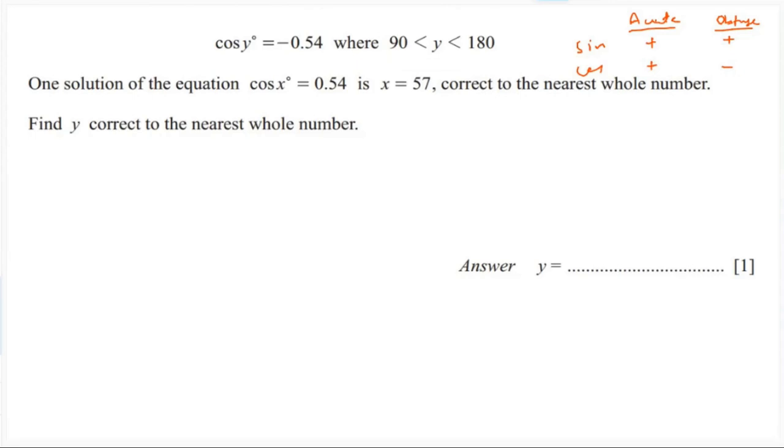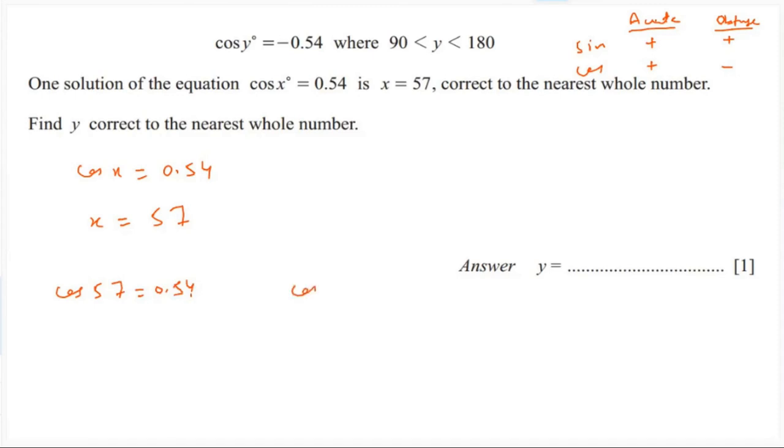अच्छा, वो क्या कहते हैं, one solution of this equation, cos of x, अब x कोई और वेरिएबल है, cos of x is equal to 0.54. इसका जो सोल्यूशन है, इसके अंदर x की वैल्यू क्या है, x की वैल्यू इज 57, यानी कि cos of 57 is equal to 0.54. That is what we are given.